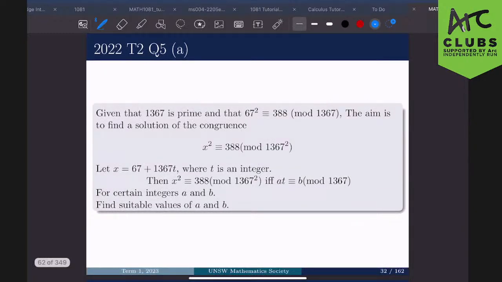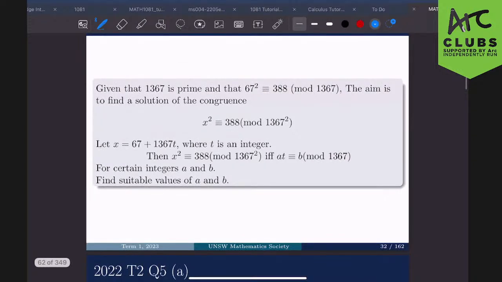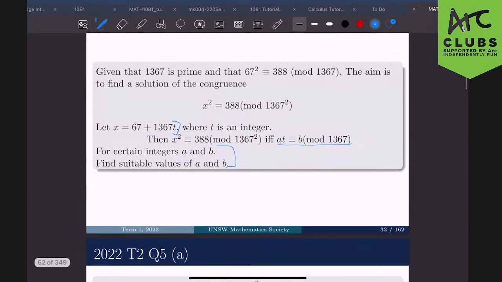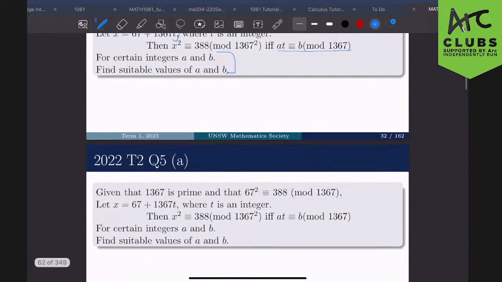Right, so this can be a bit of an intimidating question at first, but they walk you through it. So this is our first question. It's basically asking you to find A and B, and we're just using this substitution here. This is just the setup to the question, really, and then they're going to walk you through step by step.